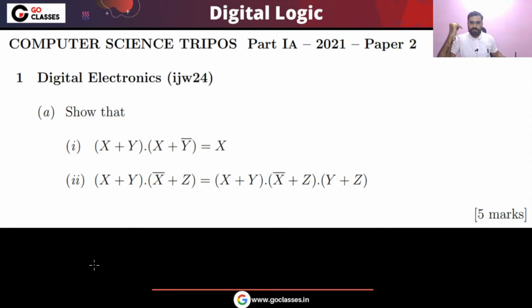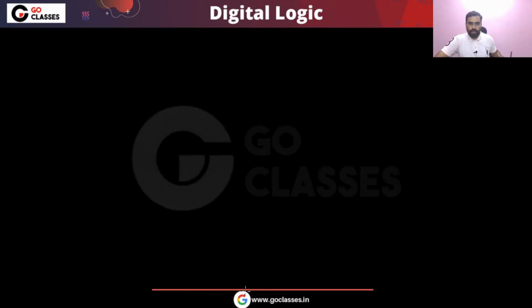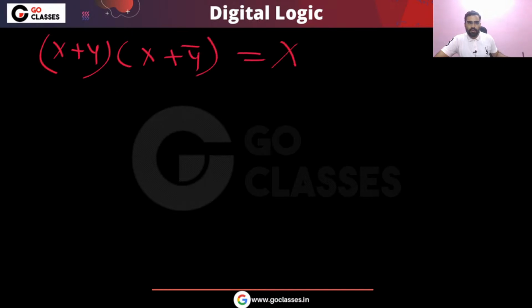Okay, let's see this one. This is a simple question. Which property is this? (X plus y) dot (x plus y bar). This is what we have to prove. This is a simple question we have already done. Very simple. This is very easy to prove: (x plus y) dot (x plus y bar).